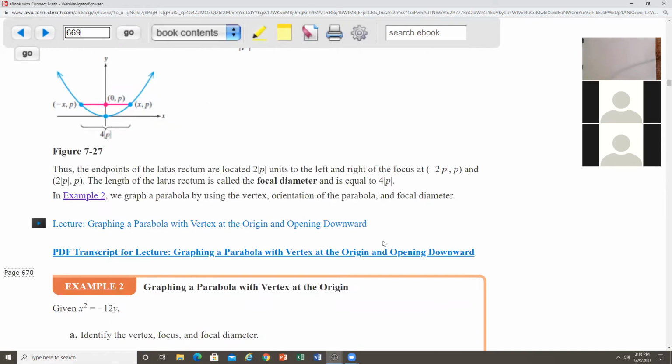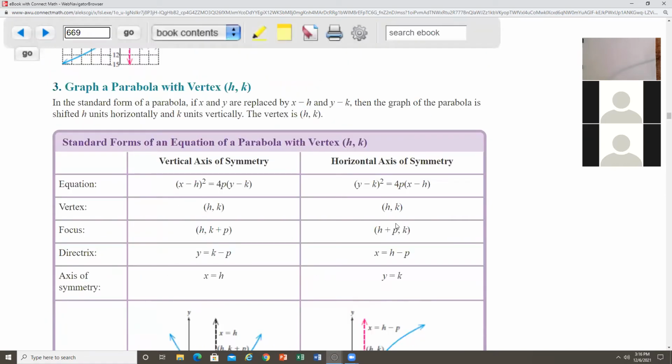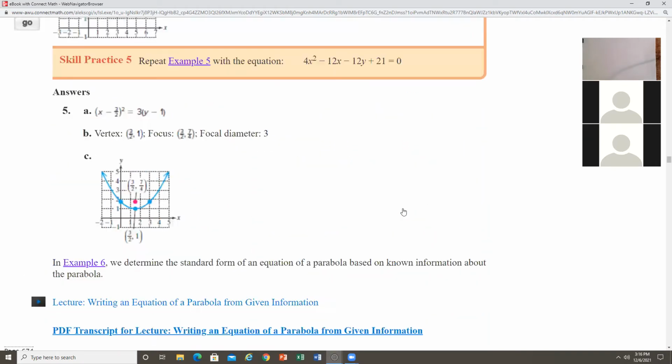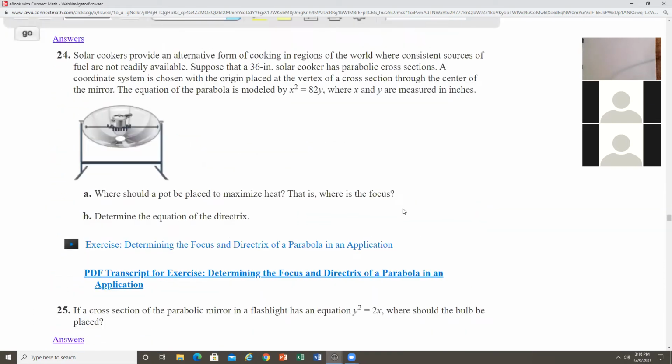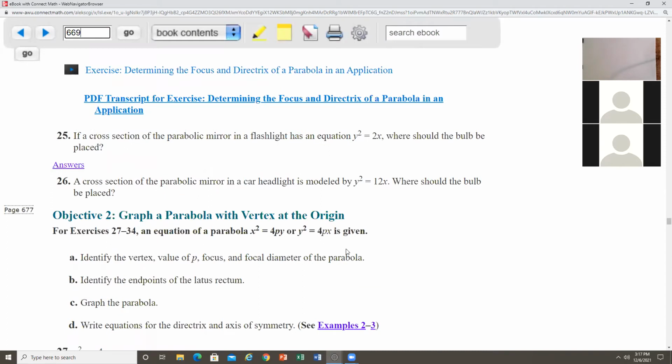Well, that's all they want you to do with this idea in problem number 26. They want you to answer this question down here. It says a cross section of a parabolic mirror in a car headlight is modeled by y squared equals 12x. I'm going to write that equation down. Where should the light bulb be placed so that its rays will become straight line rays and form a coherent beam of light that will be cast on the road ahead of you?